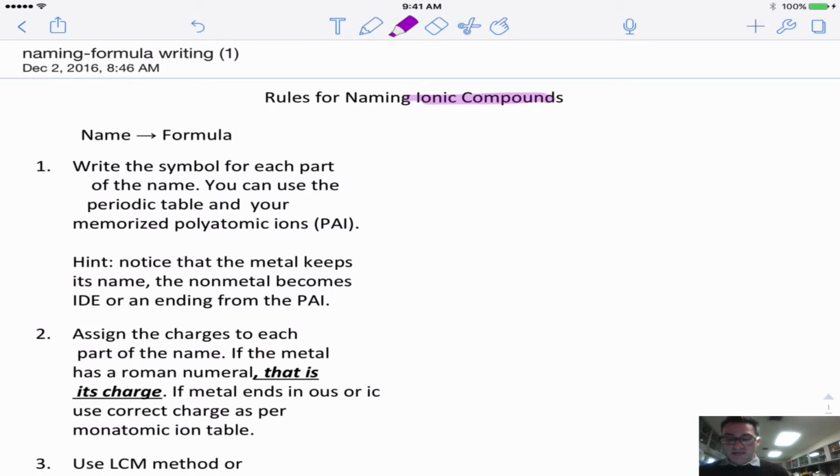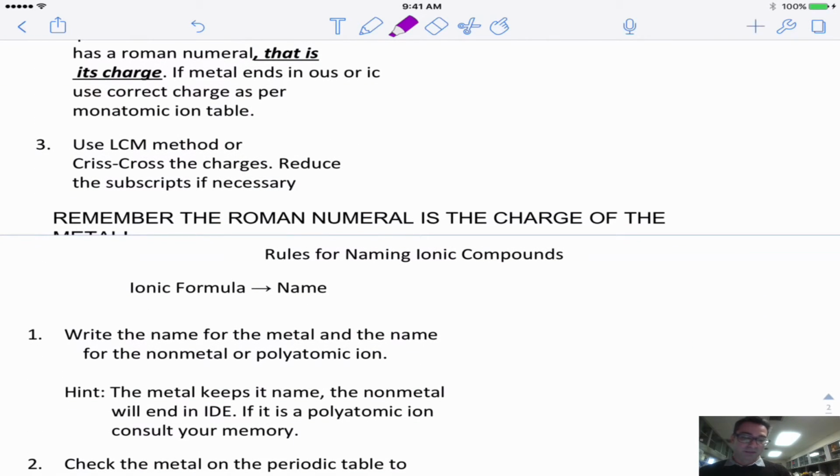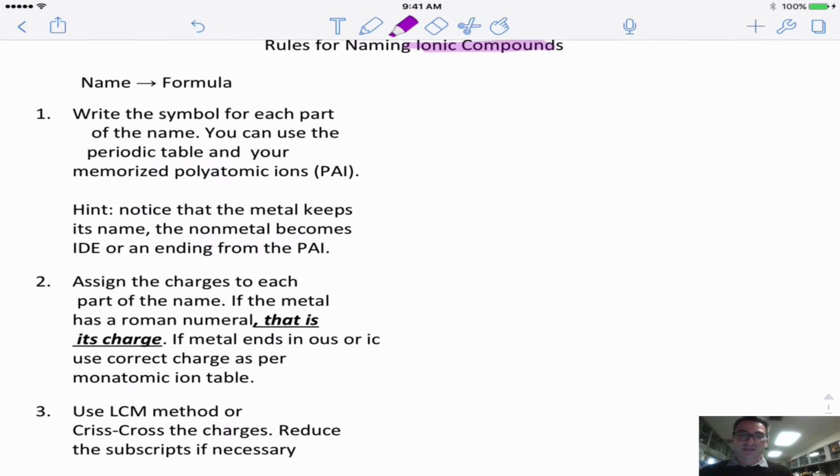When I name an ionic compound, first I'm going to do name to formula, and then you'll see on the next page I'm going to do formula to name. I think it's a little bit easier to do name to formula because it allows me to look at what's known as the Roman numeral or the name ending of the metal and figure out from there some cues as to how to name the compound.